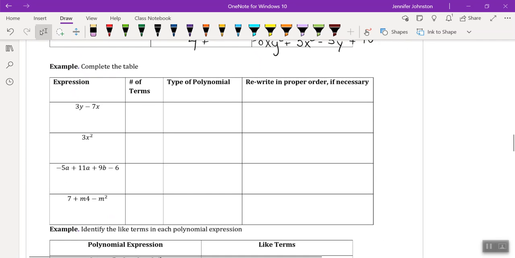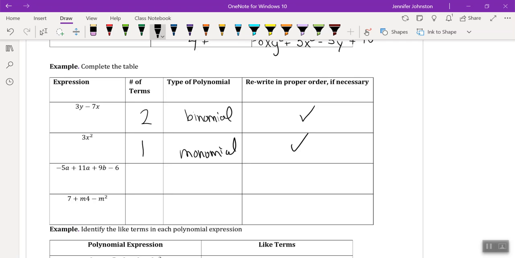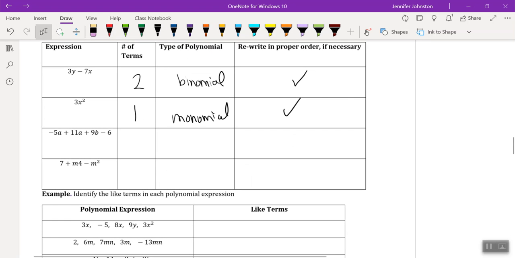All right, so now we're given some examples here. This has 2 terms, so that's a binomial, and it is in proper form, so that's good. When we're talking about proper form, we want to have all the ones with exponents first. Here, this would be a binomial. This is just 1, that's a monomial. And yes, this is in proper order. There's no order to put it in.